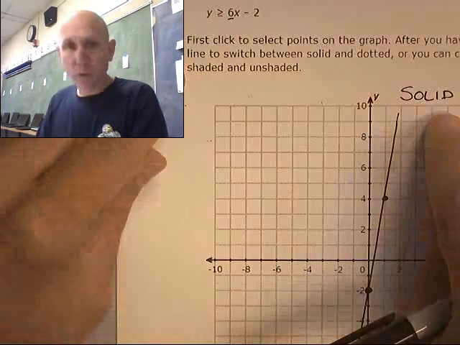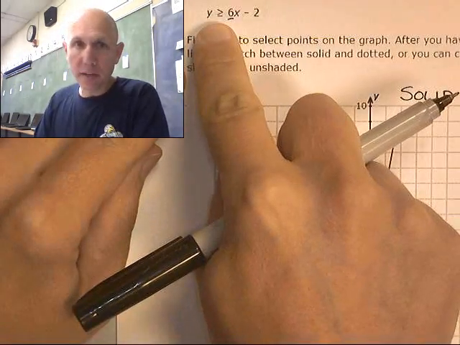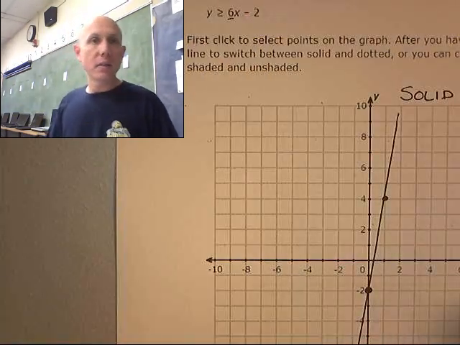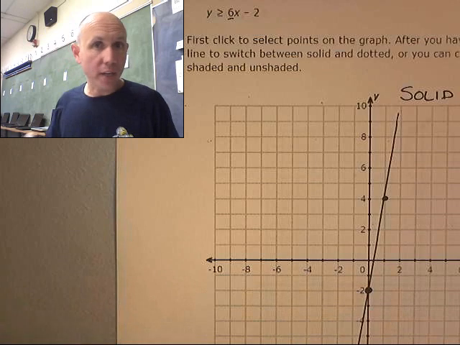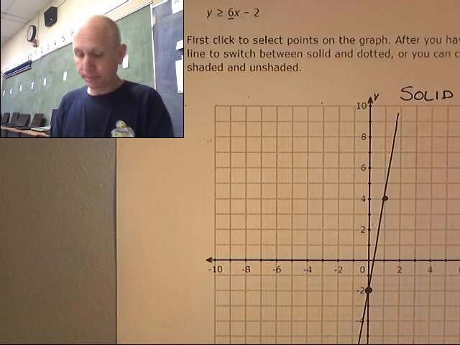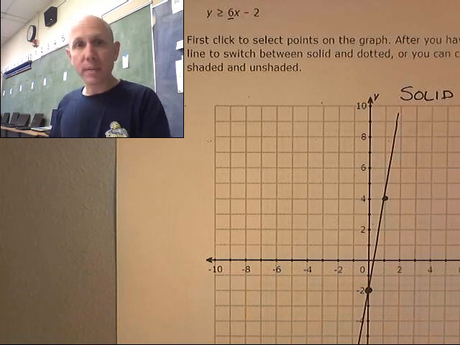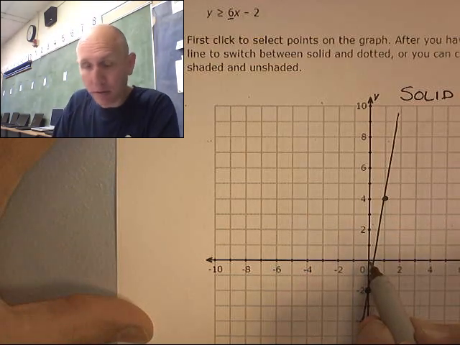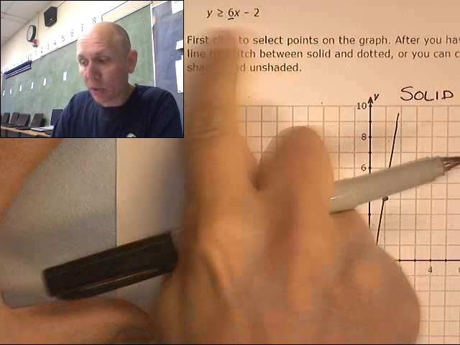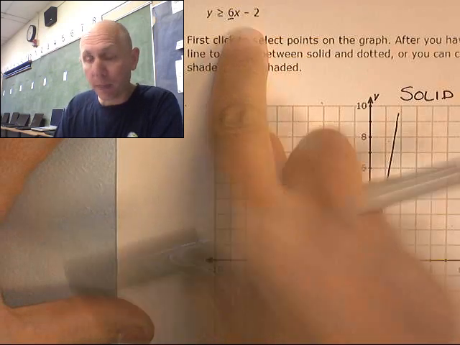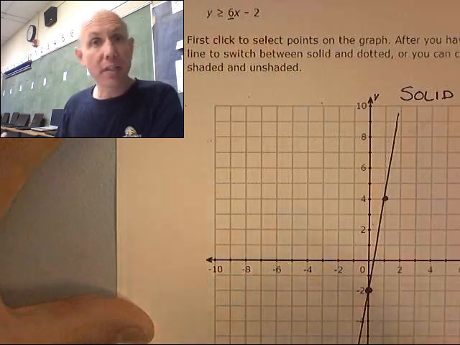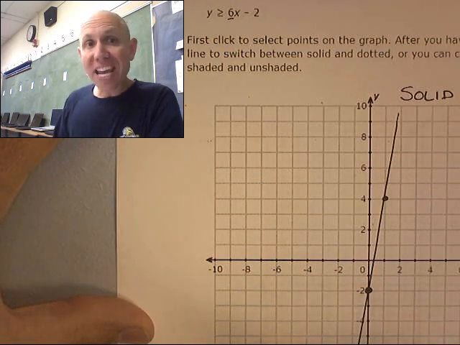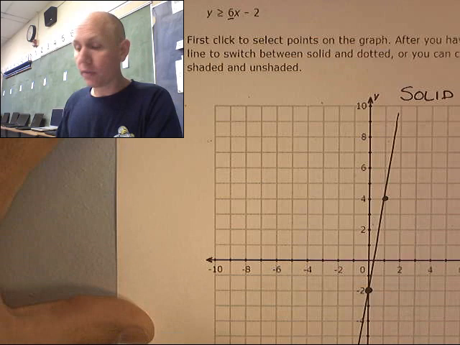I knew it was going to be solid because of the inequality, the greater than or equal. Then I graph it, just ignoring the inequality, like a normal slope-intercept line. Now I'm going to pick a test point and see if it's true or false. I'm going to choose 0, 0 and plug it into this equation. That's going to give me an answer that's either true or false. I'm then going to shade the true region of this graph.